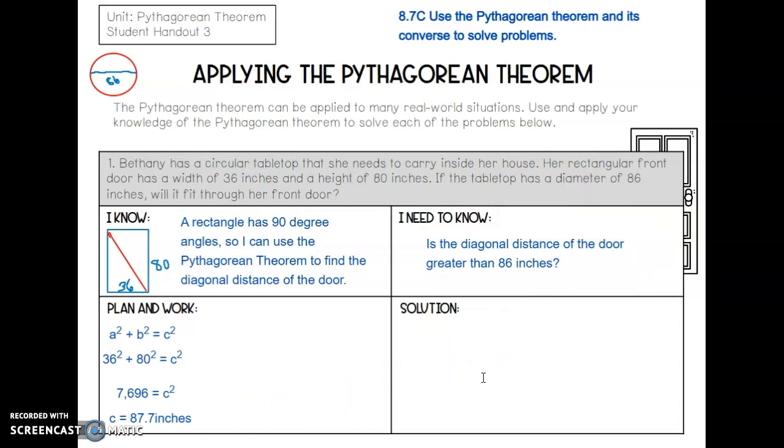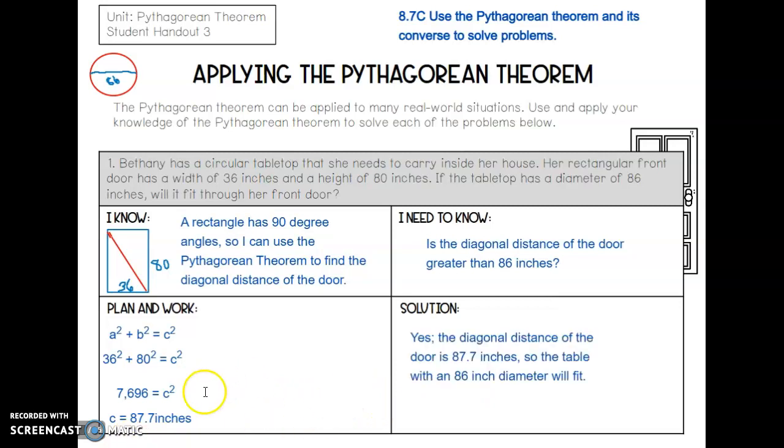So let's go ahead and write our solution in the solution box. Okay, so after planning our work and finding the hypotenuse, or the diagonal distance of the door, our solution is that yes, the round table will fit through the door because the diagonal distance of the door is 87 and 7/10 inches. So the table that has an 86-inch diameter will indeed fit. So let's go ahead and take a look at question 2.